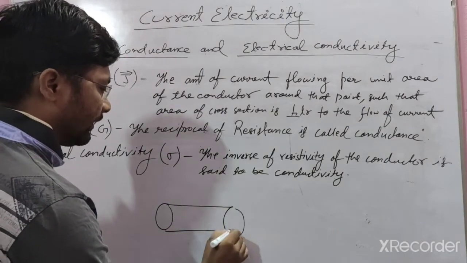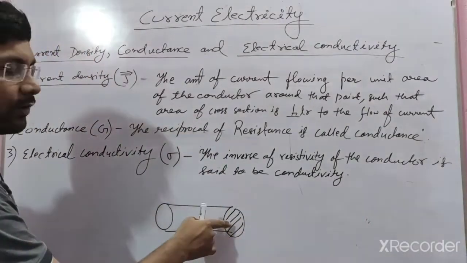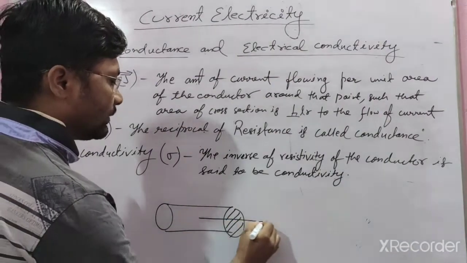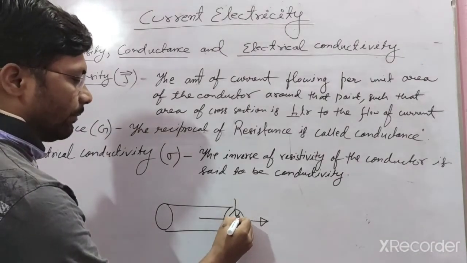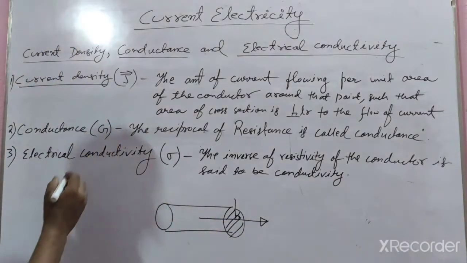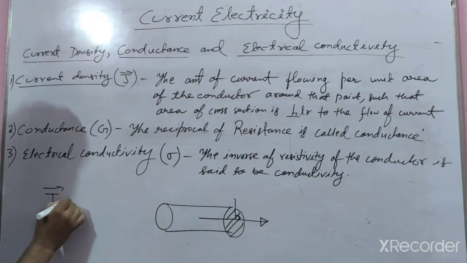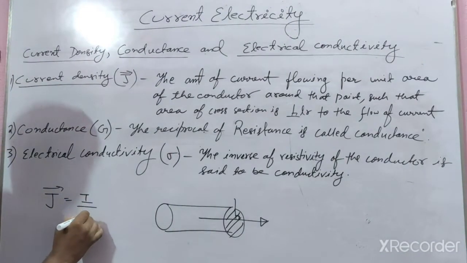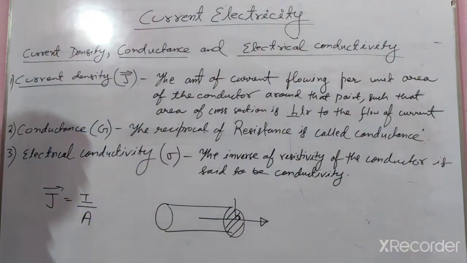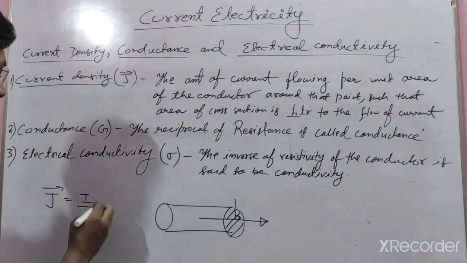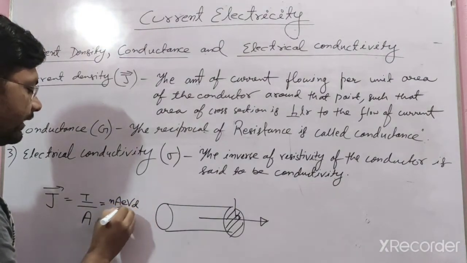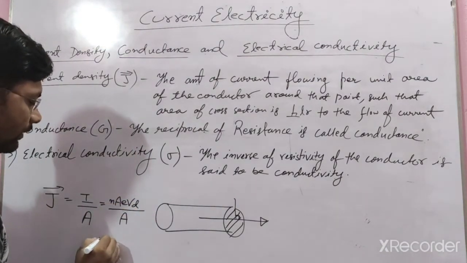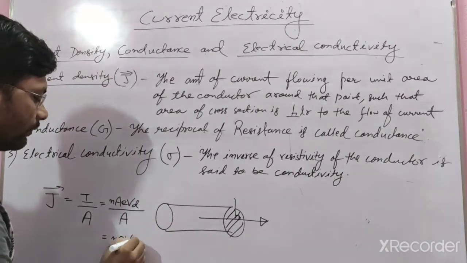Consider there is a conductor. This portion is called the area of cross section, and when the current is moving in this direction, the direction of current and the area of cross section make an angle of 90 degrees. So we define current density as current per unit area, J equals I by A, where I is the current flowing through the conductor and A is the area of cross section. This equals nAevd by A, which equals nevd.